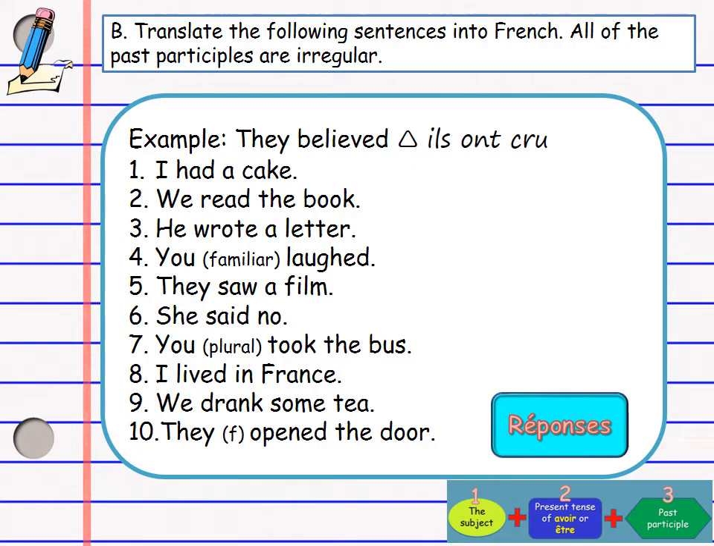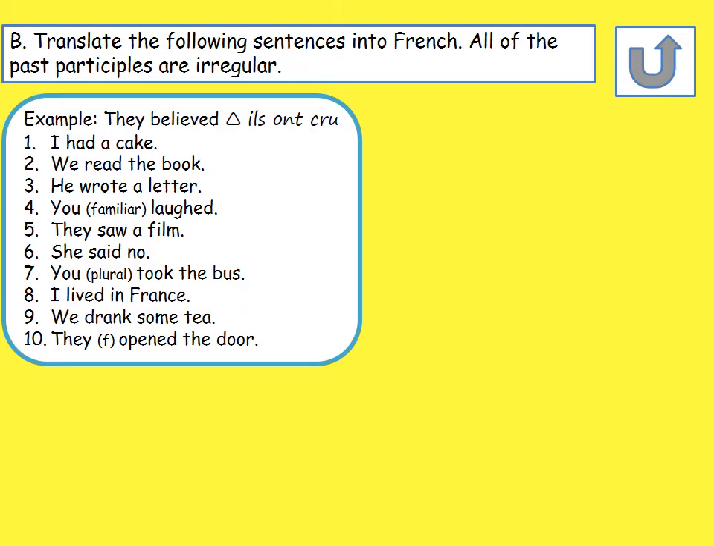Right, translate these sentences into French. All of these past participles are irregular, so they are all on that list that we've just looked at. So pause it here, have a think. Remember, the format remains the same. You're going to put the correct pronoun first of all, then the correct form of avoir, and then you're going to use your irregular past participle. Let's have a look.